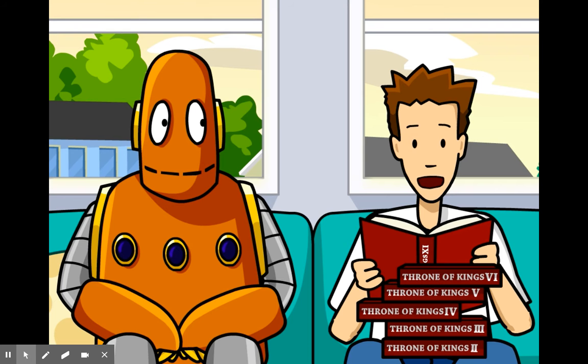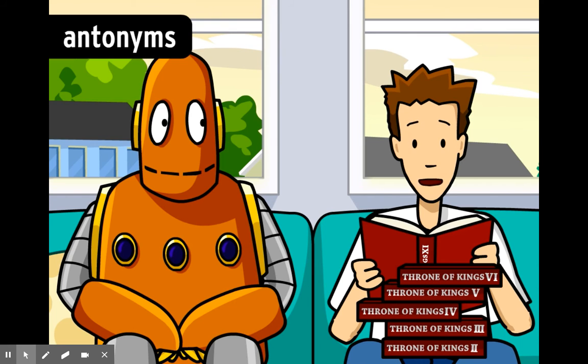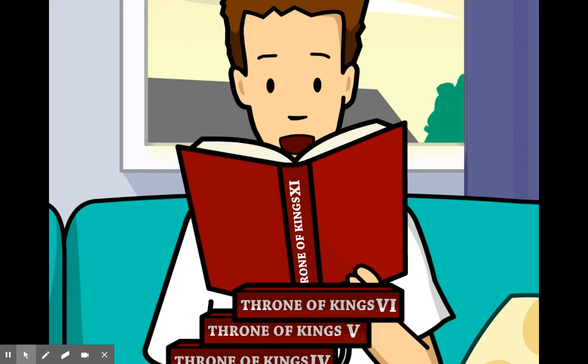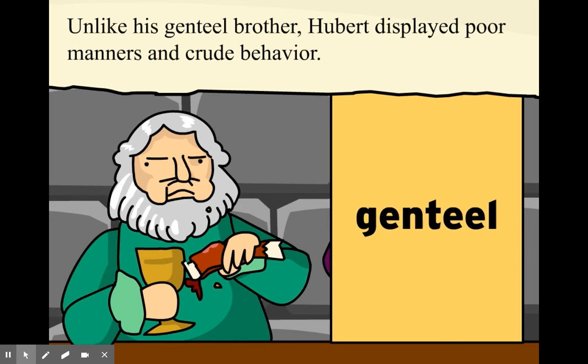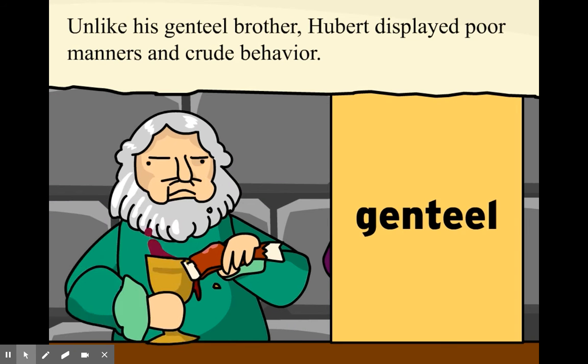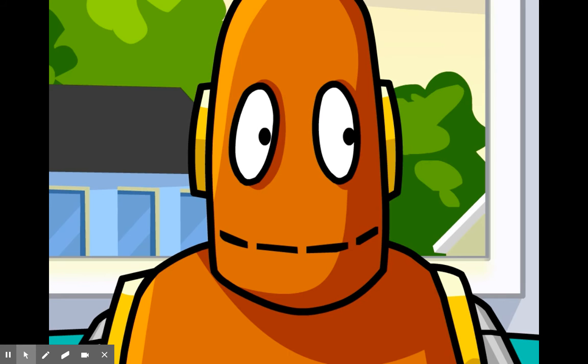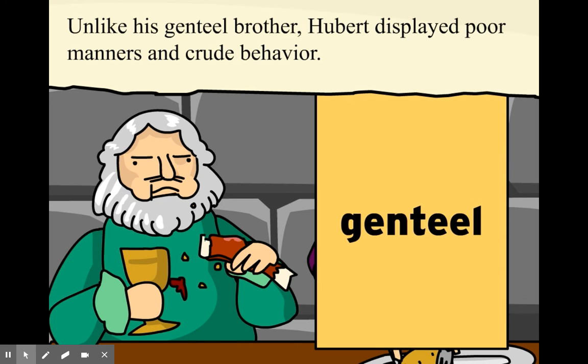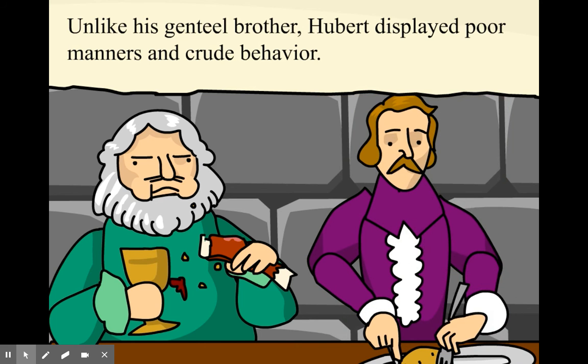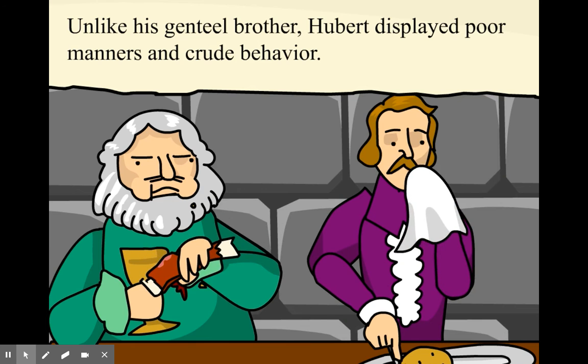Of course, there are different ways to look for context clues. Sometimes a mystery word can be defined by its antonyms or opposites. Take this passage. Unlike his genteel brother, Hubert displayed poor manners and crude behavior. The mystery word is genteel. From the context, we know that it's the opposite of someone who's crude and has bad manners. Right again. The word genteel describes someone who's classy and dignified, like that guy.